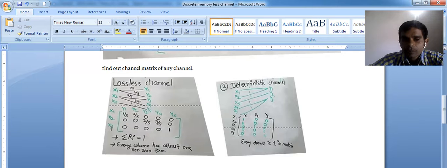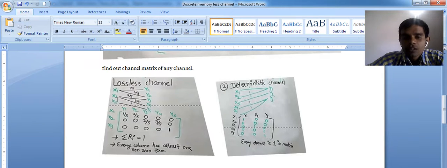With the help of this diagram, if we are creating a channel matrix, it is like this. This is the input x1, x2, x3. This is the output y1, y2, y3, y4 and y5. Now y1 and y2 depend on x1, so the values are 1 by 3 and 2 by 3. And x1 does not depend on the other outputs, so we put 0, 0, 0 here.